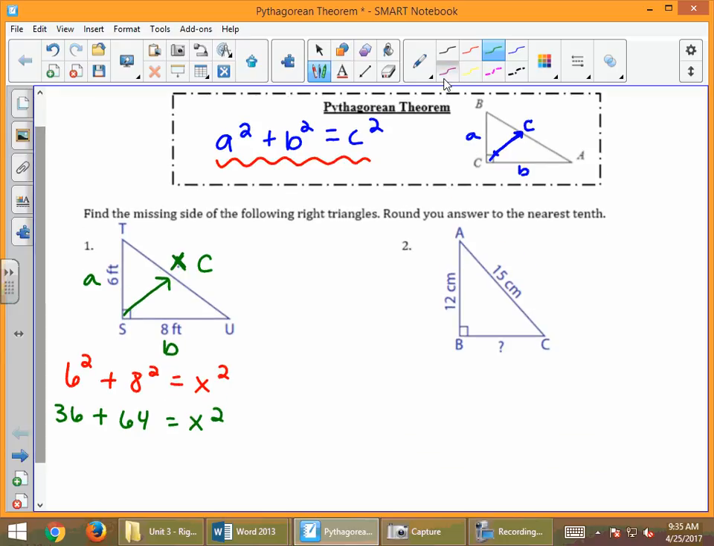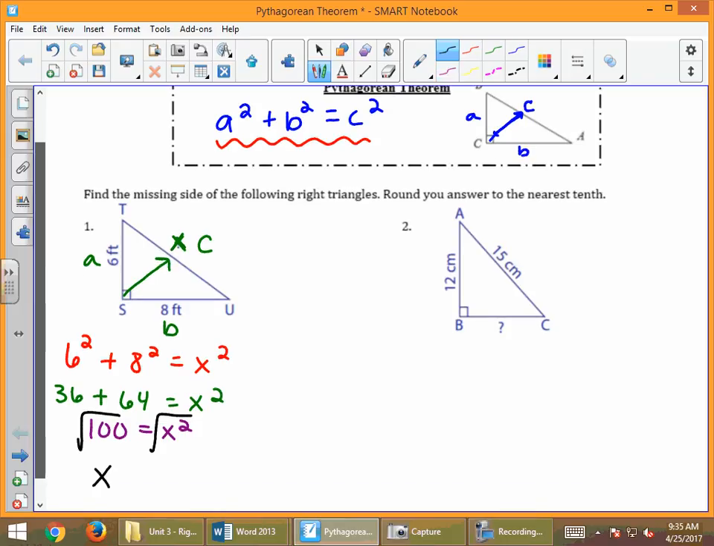And then clean it up even more. 36 plus 64 is 100. We're still solving for x. X is not completely by itself because it has that exponent, so we need to get rid of it. To get rid of it, think the opposite. The opposite of squaring is square rooting. So once you get down to that variable squared, you just square root both sides. That gets rid of the exponent, so we're just left with x. And the square root of 100 is 10.